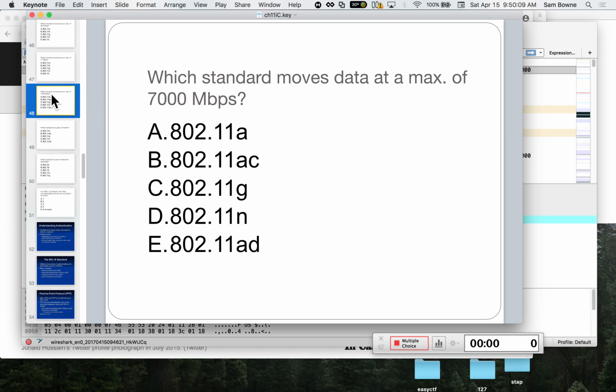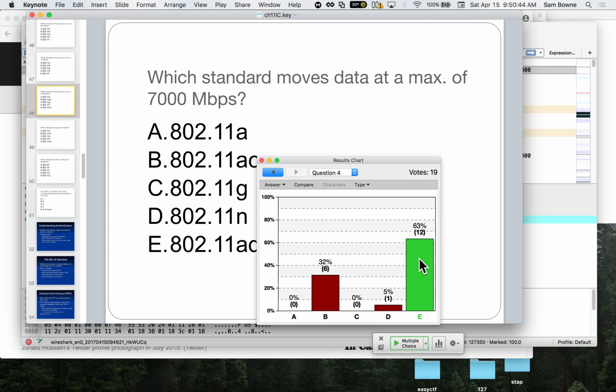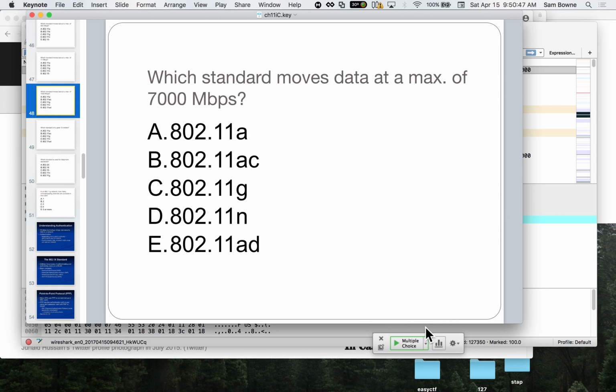Which one goes at 7,000 megs? All right, and that is AD, the fastest of all, but short range, and not really intended to be used for normal data transmissions.